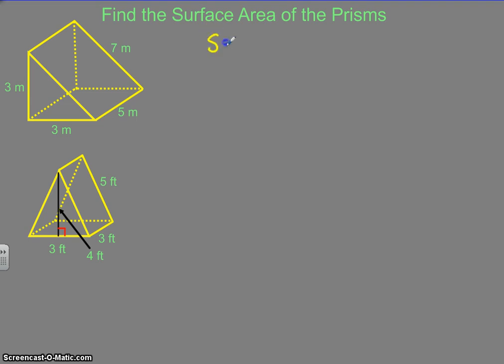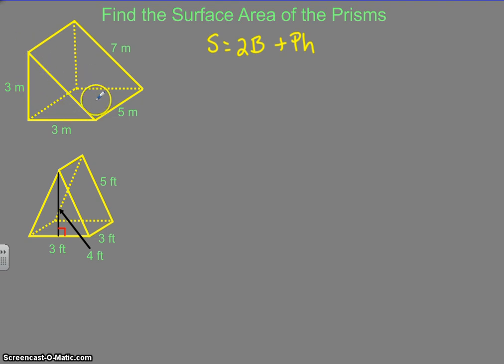So we're going to use surface area equals 2 times capital B plus capital P times H. Now here's where we have difficulty with a lot of people. The base is not necessarily what it's sitting on. The base is what gives the shape that we're talking about its name. This is a triangular prism, so what we have to look at as the base is the triangle.